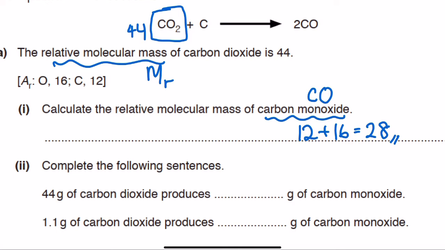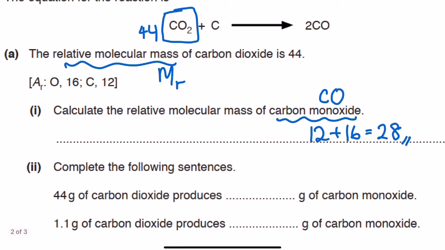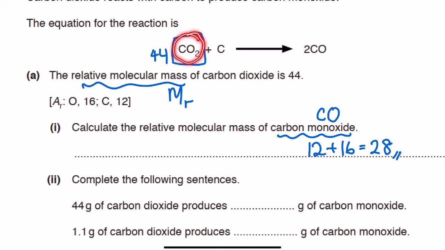Alright, next, part 2. You are required to complete the following sentences. 44 gram of carbon dioxide will produce blank gram of carbon monoxide. So let's go back to the main question. 44 gram. So here carbon dioxide, we know the relative molecular mass is 44. So gram is mass, right? So let's write down the ratio.